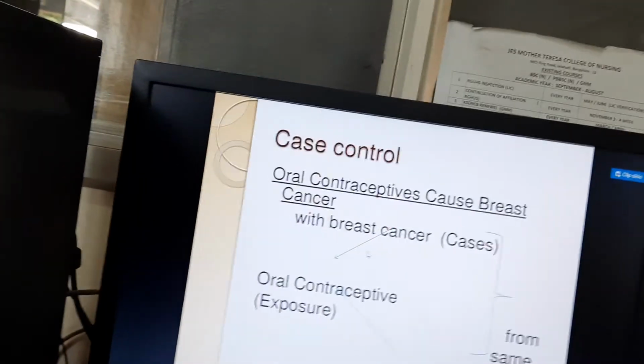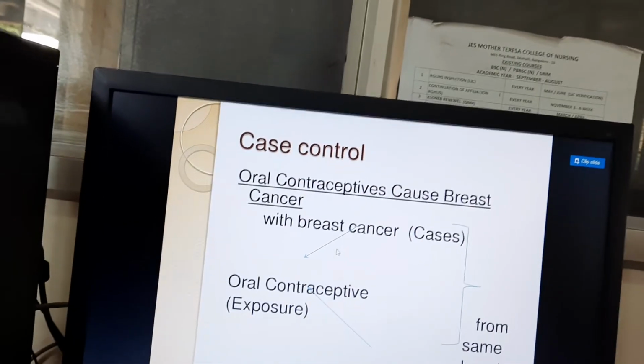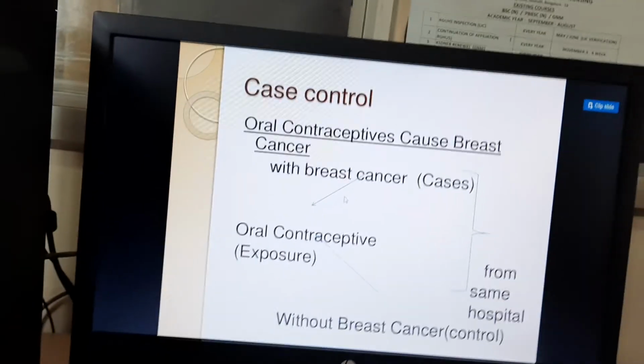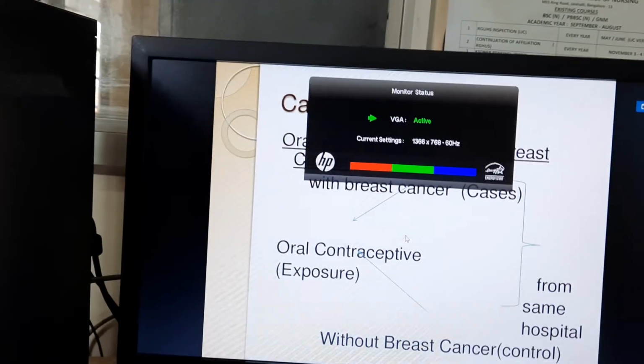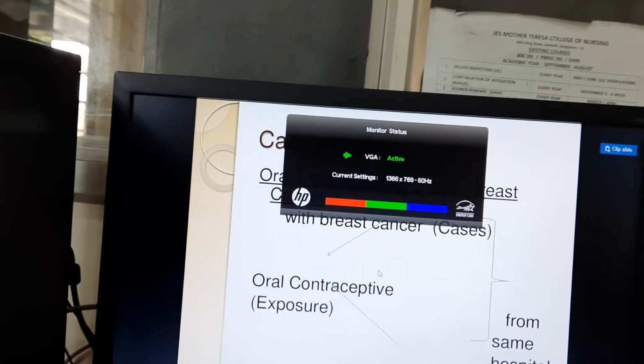Next one is case control. Oral contraceptives as a cause of breast cancer is one example I am giving. With breast cancer cases, the persons have been taking oral contraceptives for a long time. Those exposed to oral contraceptives for a long time will get breast cancer, and those not taking oral contraceptives won't get breast cancer. Okay, so these are all the studies we have learned.